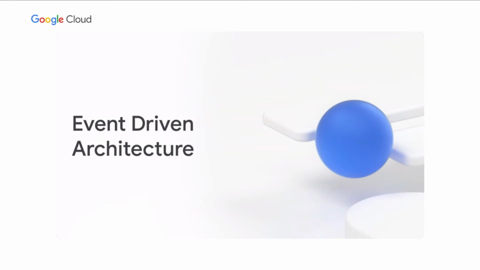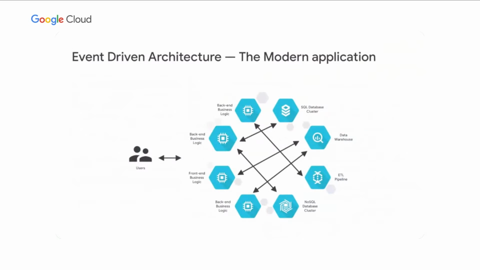So what do we mean by event-driven architecture? First, let's talk about the modern application. Here's an example of a simple application with a complex web of service teams working together towards a common goal. This application is somewhat complicated, with interactions and dependencies that can become a drag on velocity.